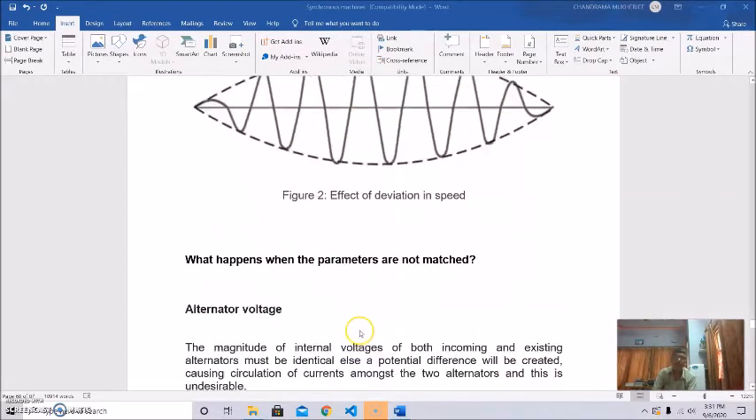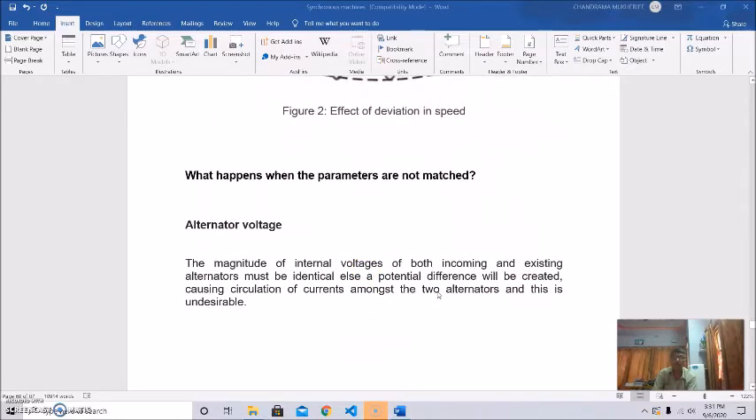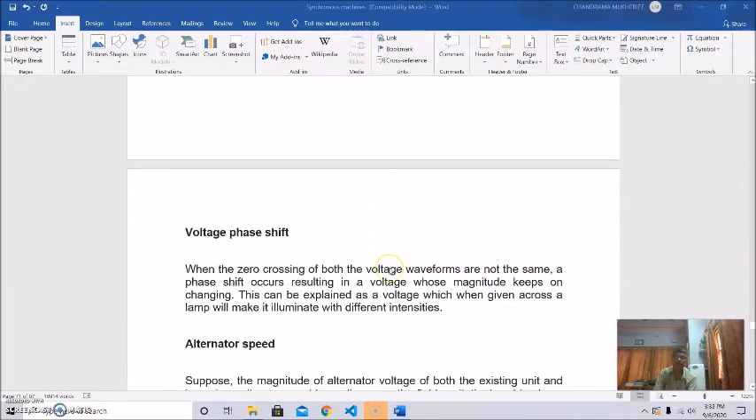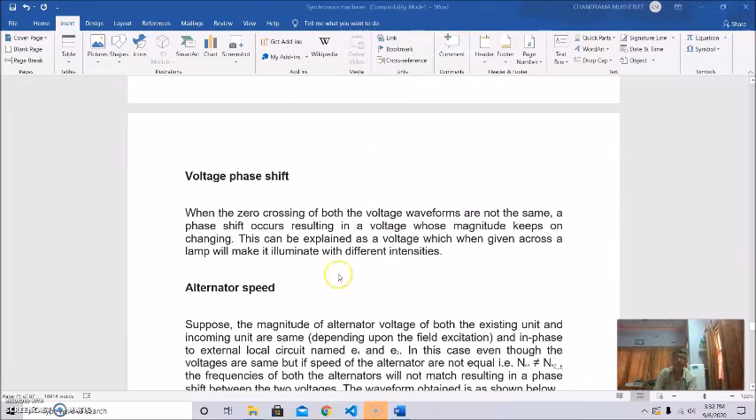Okay, and what happens when the parameters are not matched? For alternator voltage, the magnitude of the internal voltage of both the incoming and existing alternators must be identical. Otherwise, a potential difference will be created because of circulating currents between the two alternators, and this is undesirable. If there is a voltage phase shift, when the zero crossings of both voltage waveforms are not the same, the phase shift occurs, resulting in a voltage whose magnitude keeps on changing.